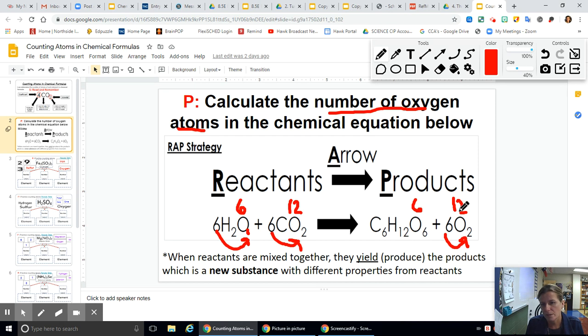Okay, so 12 plus 6 would be 18 atoms here, and then 12 plus 6 here would be 18 atoms there. So 18 atoms of oxygen on my reactants and 18 oxygen atoms on my product side.